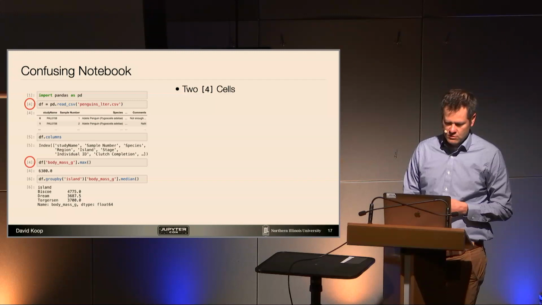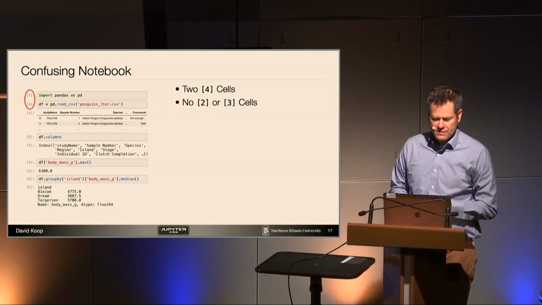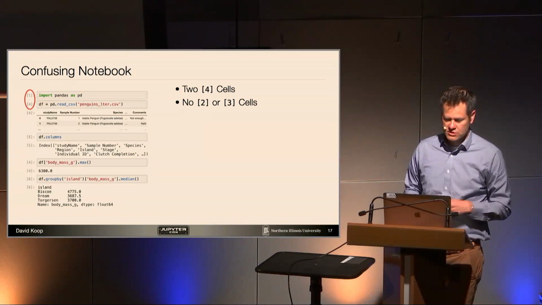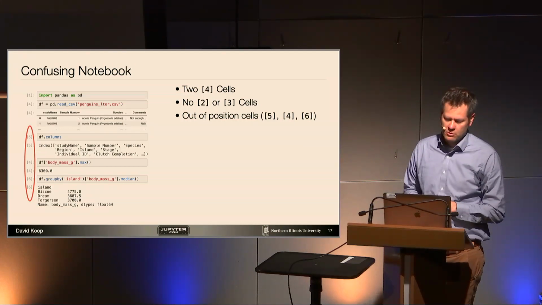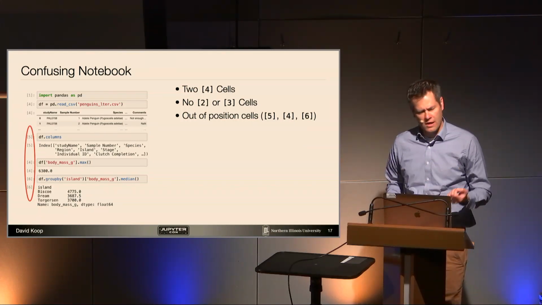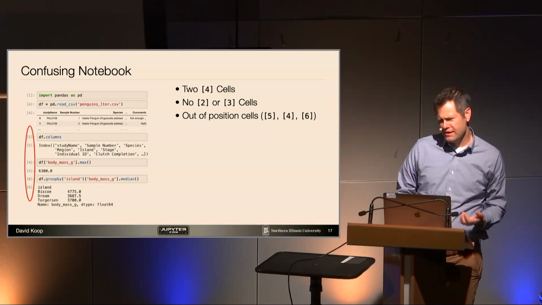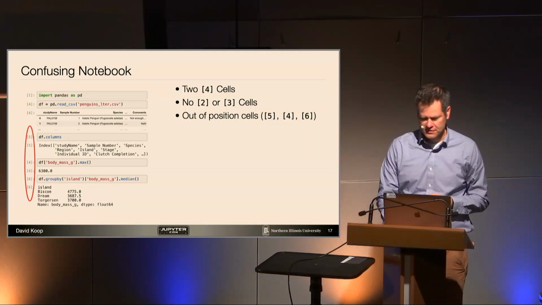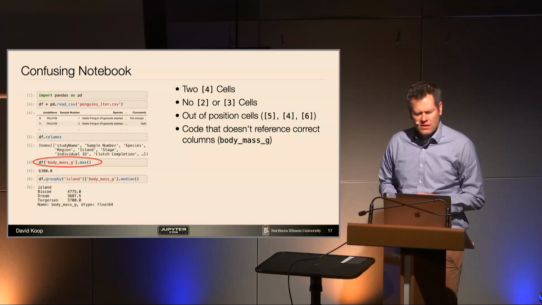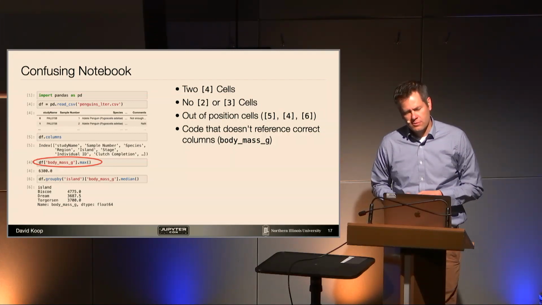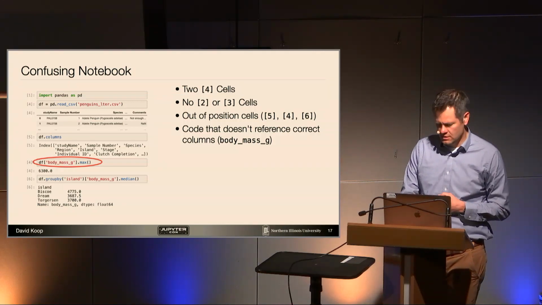So in this case, we actually have two number 4 cells. Kind of odd, right? We have no 2 or 3 cells here. We just jump to number 4. And then we also have some things that are out of position like before, where we have 5, followed by a 4, and then cell number 6. And so digging into this and trying to figure out what might have happened here is a little bit more difficult. And there's one other thing here. If you look at the code and try to understand it, the columns that are printed out in the cell before this one that references it don't seem to match up with the one that's being used in the query here.